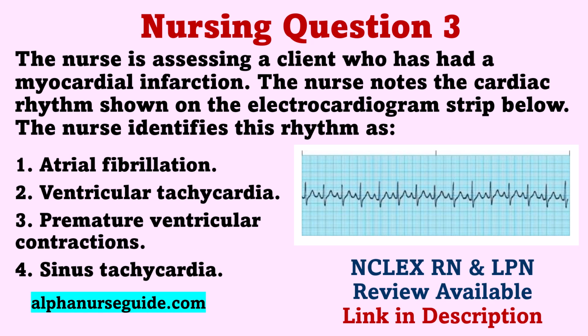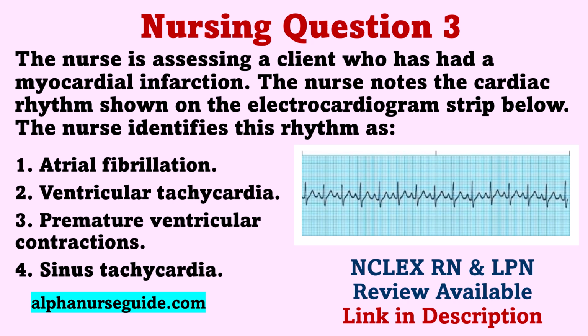The nurse is assessing a client who has had a myocardial infarction. The nurse notes the cardiac rhythm shown on the electrocardiogram strip below. The nurse identifies this rhythm as: 1. Atrial fibrillation. 2. Ventricular tachycardia. 3. Premature ventricular contractions. 4. Sinus tachycardia. The correct answer is 4.